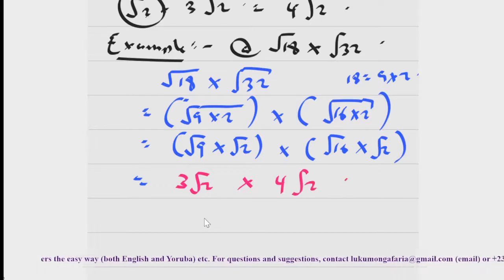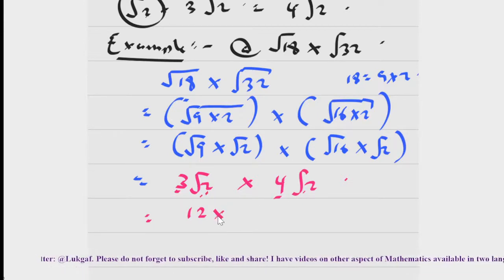4 root 2. So after you've done this, if you now want to multiply surds together, you have to group them. You multiply numbers with numbers, radicals with radicals. So these are the numbers, 3 and 4, and your radicals are root 2 and root 2. So 3 times 4 is going to give me 12. Root 2 multiplied by root 2, that is what?